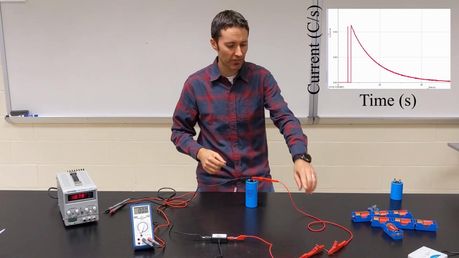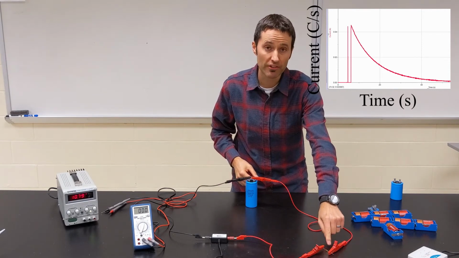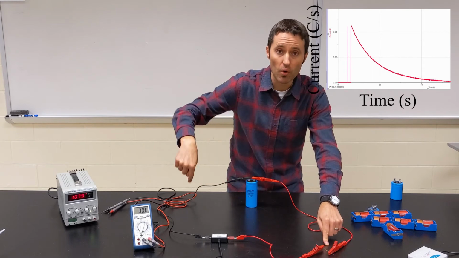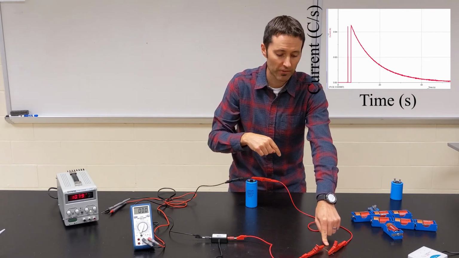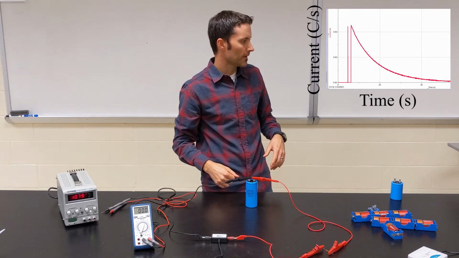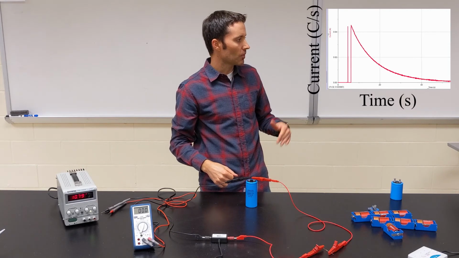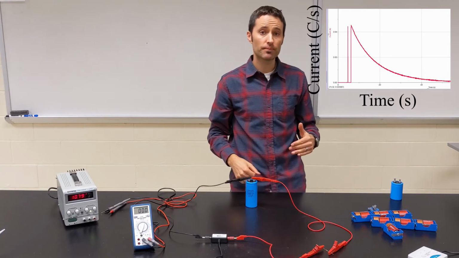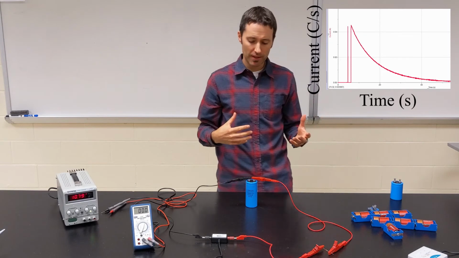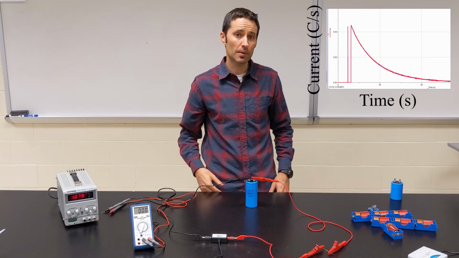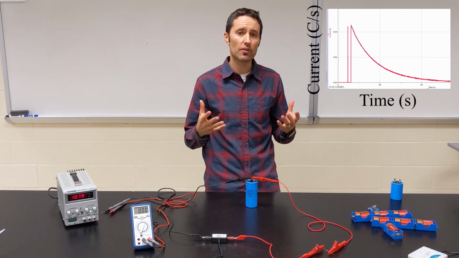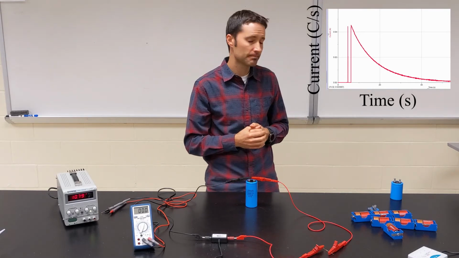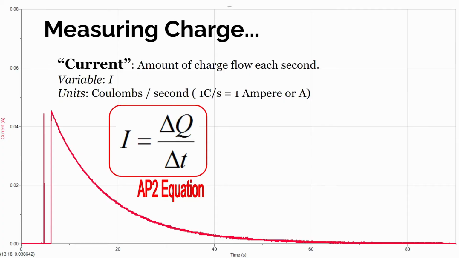Because this little device slows down that flow of electrons from the negative side to the positive side, it's going to take a little bit of time. Once the current, the amount of coulombs per second, goes to 0, then we can disconnect this and talk about how we get that measurement from that graph. In order to determine the amount of net charge stored in the capacitor in this case, we need to look a little bit closer at our current versus time graph.